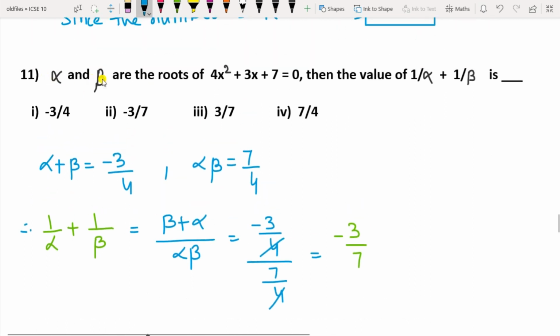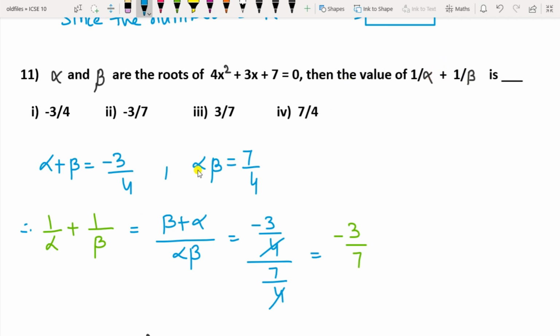Question 11. Alpha and beta are the roots of 4x square plus 3x plus 7 equal to 0. Then the value of 1 upon alpha plus 1 upon beta is dash. So we know alpha plus beta is minus 3 by 4, that is minus b by a, and alpha into beta is c by a, that is 7 by 4.